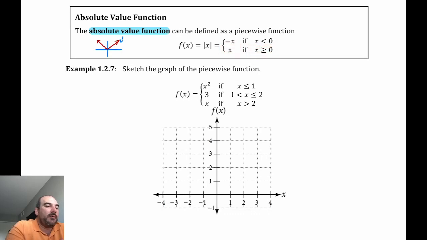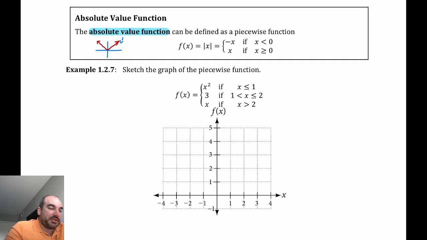So that's how the absolute value function can be split into a piecewise function. It does essentially tell the distance from 0, but as a function, how it operates is essentially a piecewise function. Just something to keep in mind.